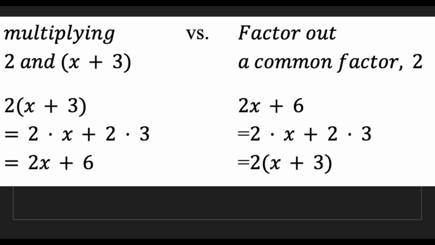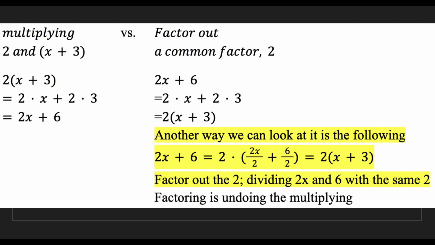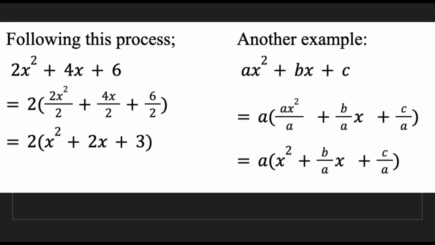Another way we can look at factoring is that we want to undo the multiplying by dividing by the 2. So we can look at it by writing the 2 outside, then simply dividing the terms inside a parenthesis individually by 2. Following that line of thought, we can do 2x squared plus 4x plus 6. We know 2 goes into all 3 terms. So we can write the common factor 2 outside. Then we divide the 3 terms inside individually by 2.